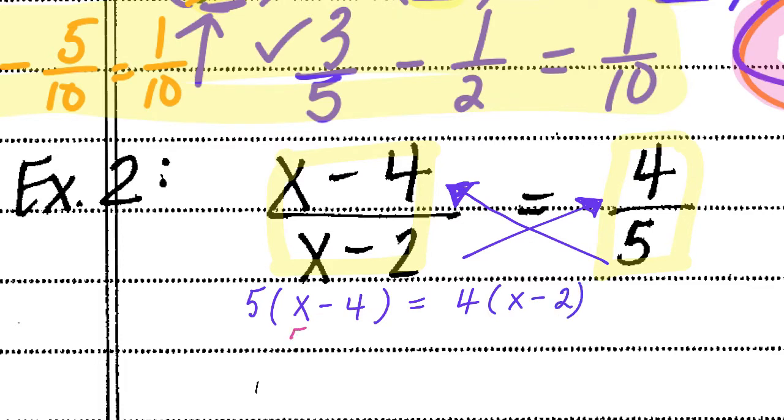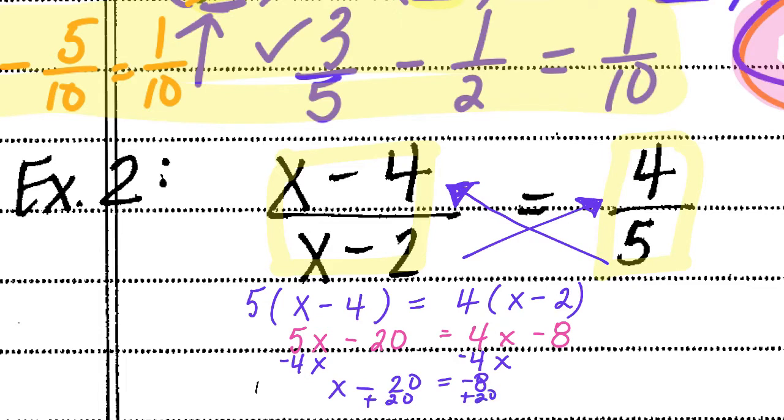When I distribute, I get 5x minus 20 is equal to 4x minus 8. I'm going to subtract 4x from each side, and I get x minus 20 is equal to negative 8. And when I add 20 to each side, I'm running out of room. I'm going to write it over here. X is equal to positive 12.